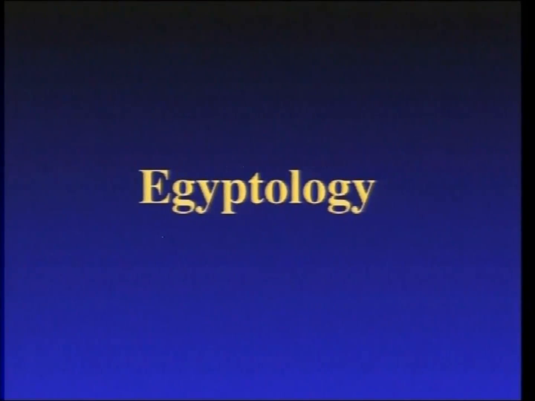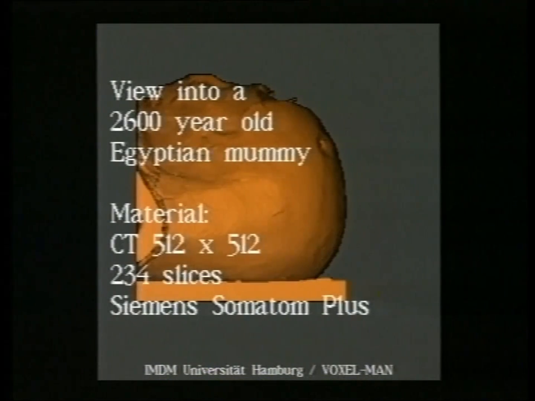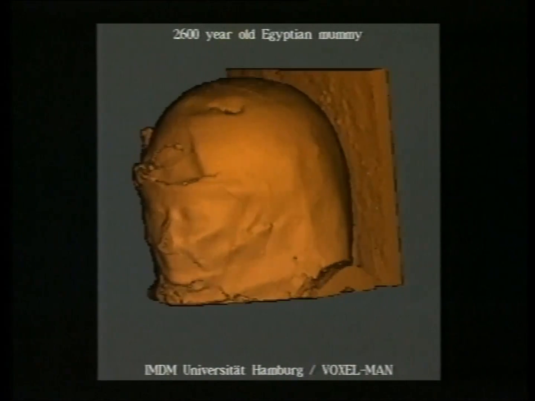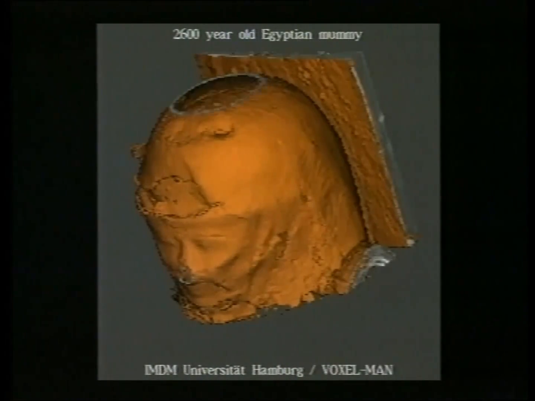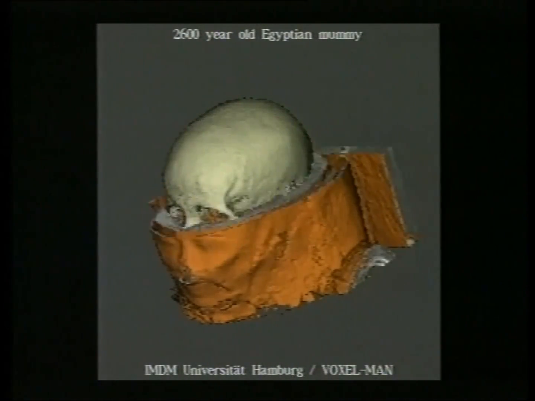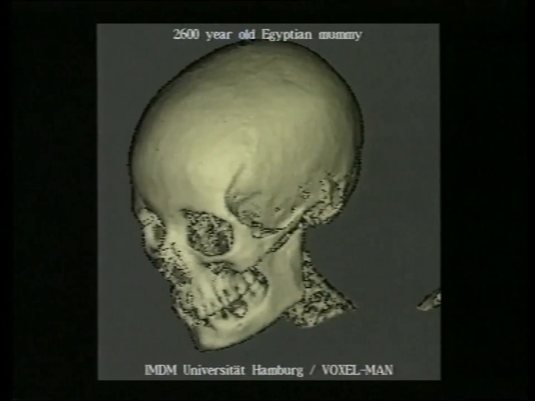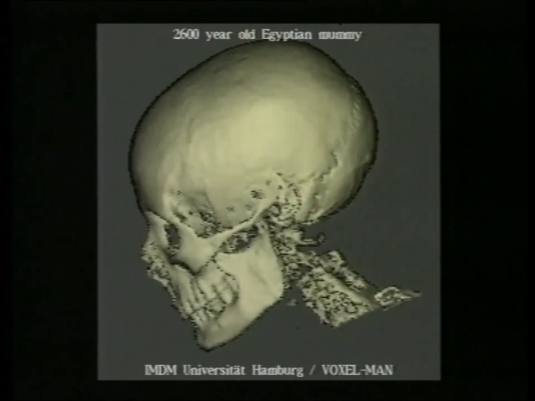It was in 1989 that a 2,300-year-old mummy was scanned with computer tomography. The head was reconstructed from 234 CT slices. It was no problem to reconstruct the skull. The quality of rendering is still comparable with what can be achieved today.